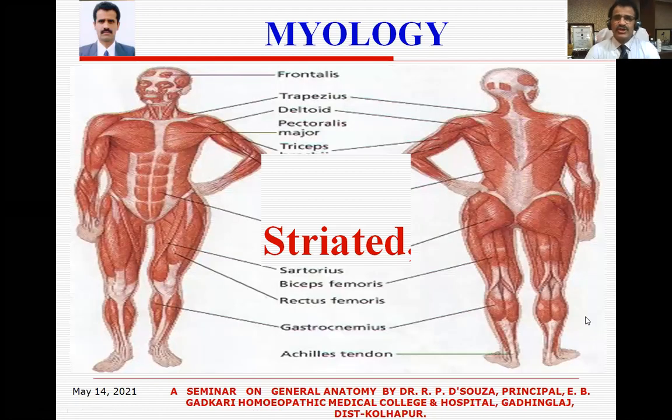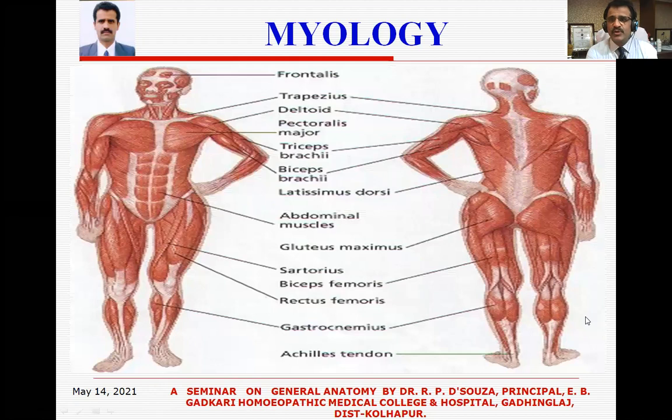I'm showing you an image of a human body musculature, the front view and the back view. You can see lots of muscles shown here in this image. Frontalis, trapezius, deltoid, pectoralis major, triceps brachii, biceps brachii, latissimus dorsi, abdominal muscles. Here they are shown, external obliquus abdominis, and so on.